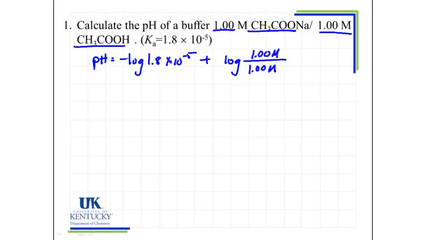If both the acid and base concentration are the same, that's the log of 1. The log of 1 is 0. So pH is just equal to the negative log of that Ka value, or the pKa. pH is equal to, in this case, 4.74. And that's the pH of that buffer.